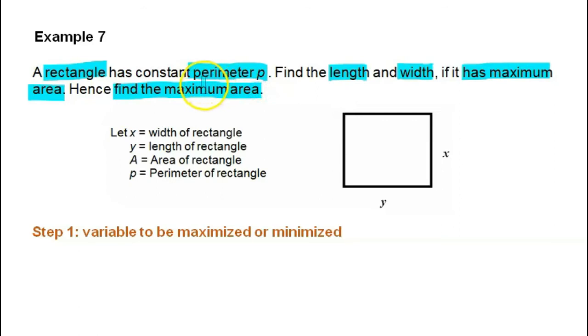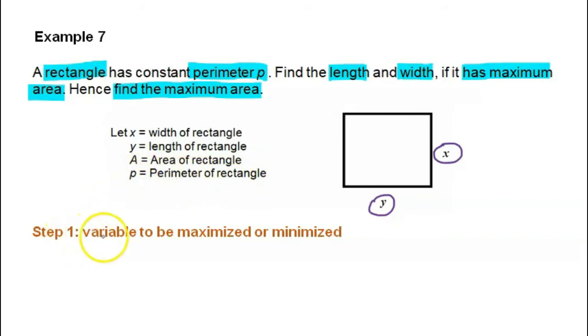So here we have a few questions to be answered. In order to do that, let us have a diagram of a rectangle in the first place, where the width of the rectangle is labeled as x and the length of the rectangle is labeled as y. And again here, the area of the rectangle, as mentioned in the question, is denoted as capital A and the perimeter of the rectangle as P.